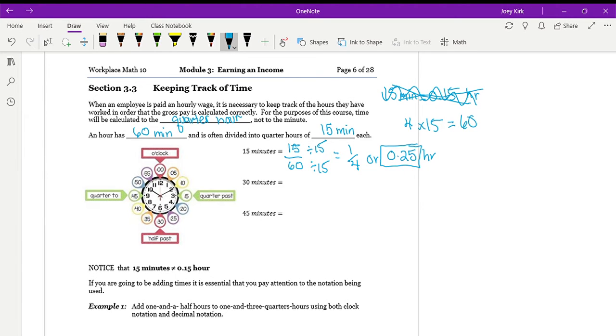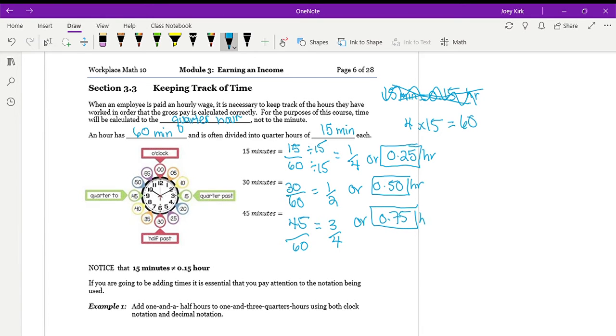30 minutes, you guys can probably see where this is going. 30 minutes, if we divide it by 15 twice, we're going to end up with 1/2 of an hour. So we know 30 minutes is a half hour, or 0.5. That's how we turn 30 minutes into decimal notation, and 45 minutes is going to reduce down to 3/4 of an hour, or 0.75.